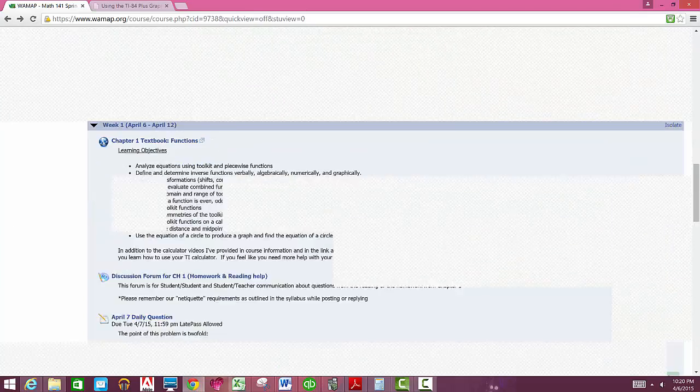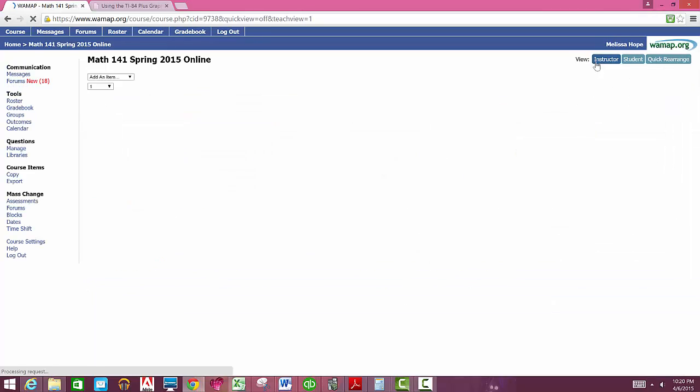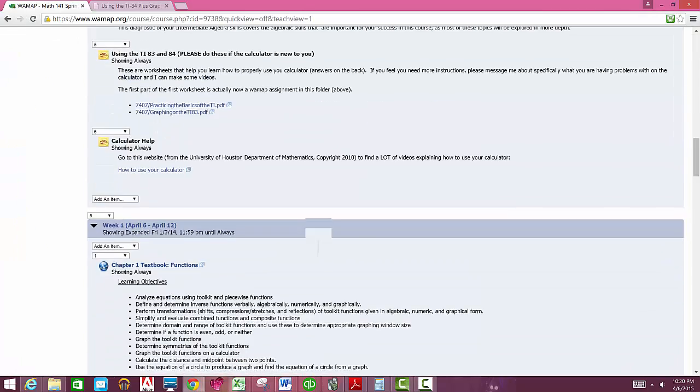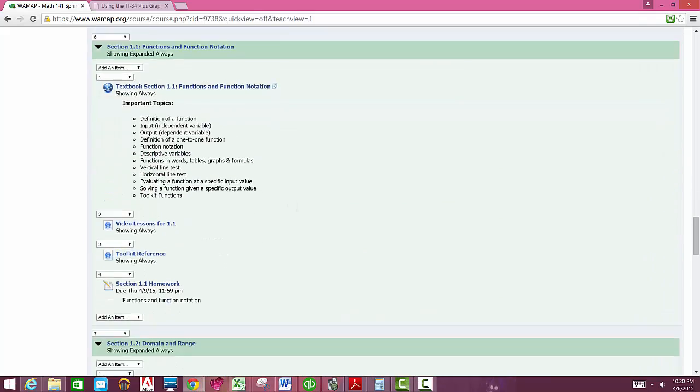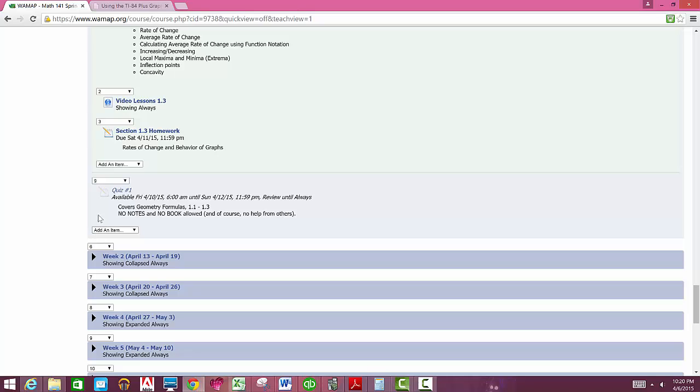Again, there's no quiz here. That's because if you look at the very top, I'm still in the student button. If I hit instructor button and go back down to week 1, here we go. There's week 1, geometry 1.1, 1.2, 1.3. There's the quiz. See, it's in italics. I can see it, but notice it doesn't become available until Friday in the morning, and then it's due on Sunday. So that's kind of the basics.